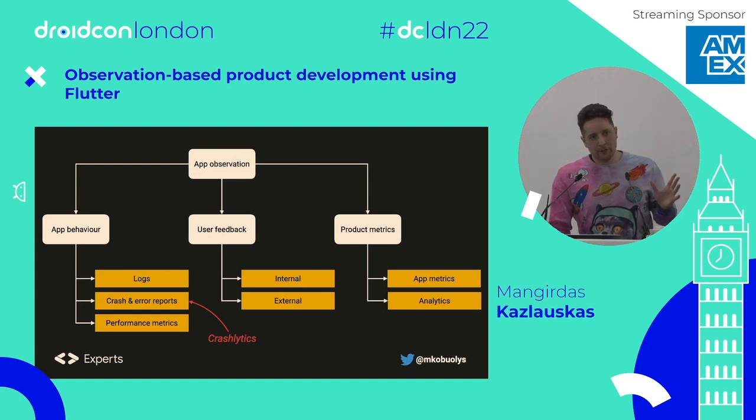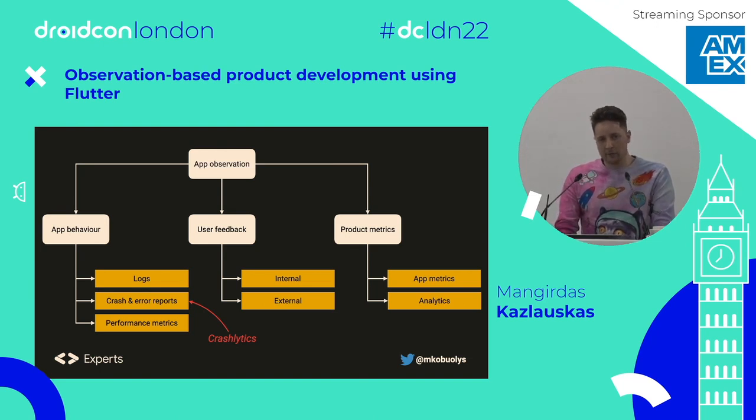This is basically the structure of today's talk. So I mentioned there are 3 main categories of app observation. I split each of those into several smaller ones. When we are talking about app behavior, we'll be talking about logging, crash and error reports, also known as crashlytics, also performance metrics. Then we'll get a little bit deeper into user feedback, the soft part of this presentation. So that's internal and external feedback. And then we'll end the presentation with product metrics, and these are app metrics and analytics.